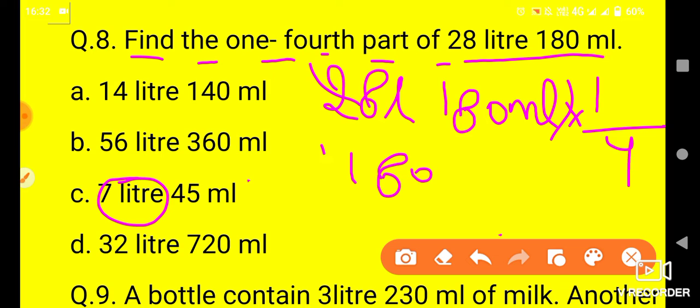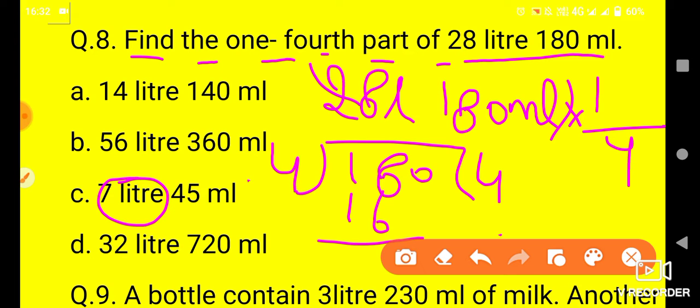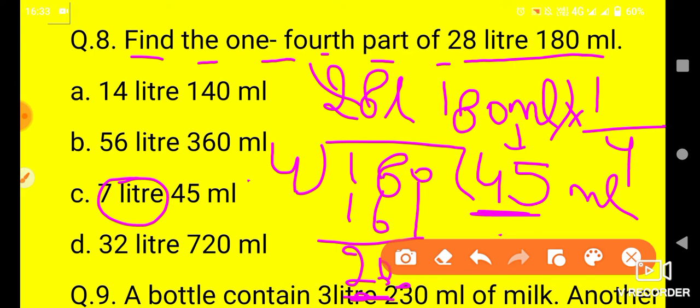180. Again divide by 4. 4 ones are 4, 4 4s are 16. We will subtract 16 from 18. We will get 2 and we will put 0 here, 20, and 4 5s are 20. It means 45 ml, because it is in ml, and that is in liter. 45 ml, and it means option C is correct.